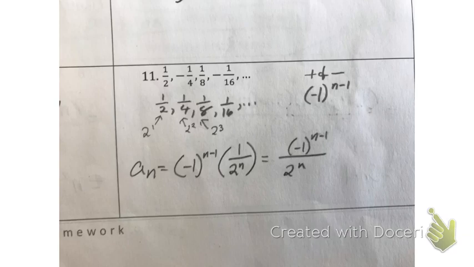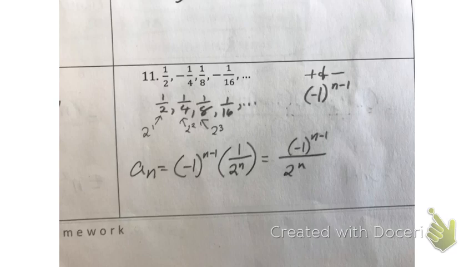The only problem with this one is it also alternates between positive and negative. So that means I need to use this -1 to some power. And I picked -1 to the n minus 1. Since the first term is positive, if I plug a 1 in for this n, I have 1 minus 1, which is 0. -1 to the 0th is positive, so that one will fit my situation.